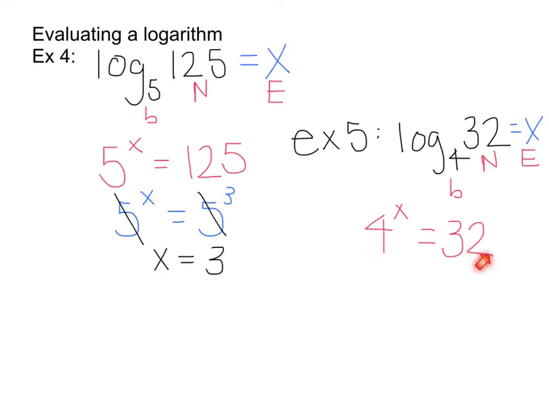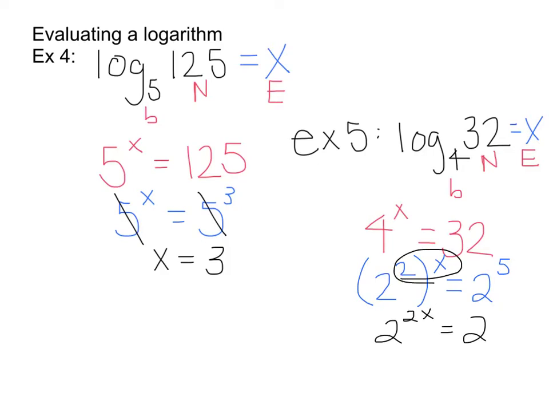So since we have the number 4, I know that we could rewrite 4 as 2 to the second power, because 2 to the second power is 4. So now let's see, is 2 to a power 32 as well? 2 to the fifth power is 32. So up here we need to multiply our exponents. So we get 2 to the 2x power equals 2 to the fifth. When the bases are the same, they cancel out, and we get 2x equals 5. Divide by 2, and our answer is x equals 5/2.